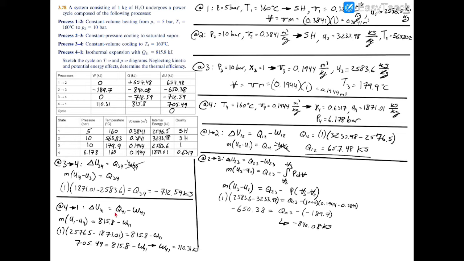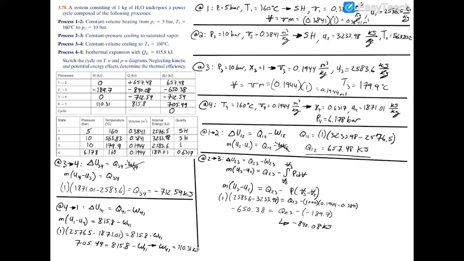And finally, at process 4 to 1, you have U41 is equal to Q41 minus W41, just the first law again, break it down, and you have the mass times the change in specific internal energy is going to be equal to the heat transfer, which is given as a positive number, 815.8 minus the work. Solve out for your change in internal energy, and you're going to have 705.49 positive, minus is going to be equal to the heat transfer minus the work, and the work will be calculated to 110.31 kilojoules.